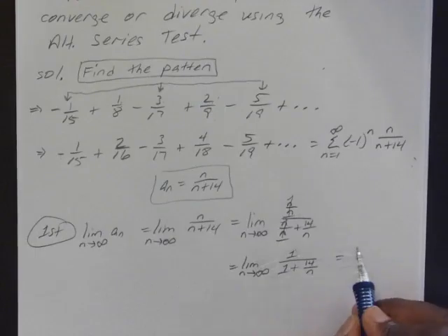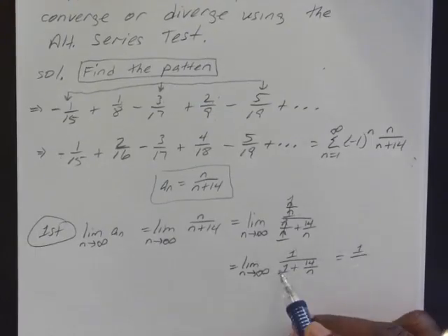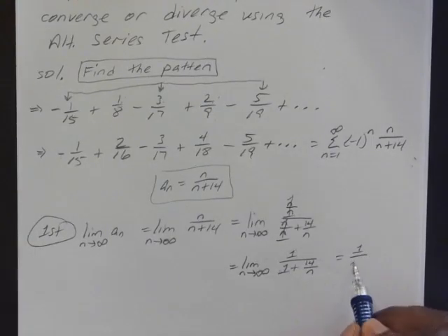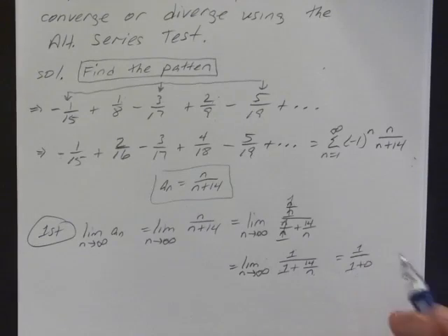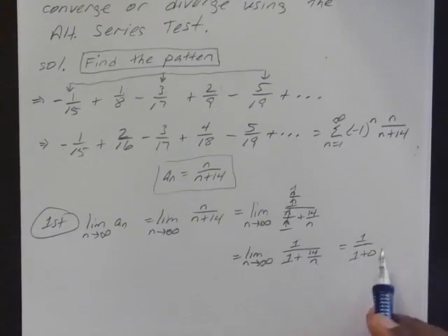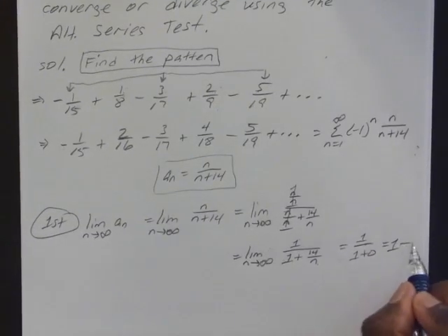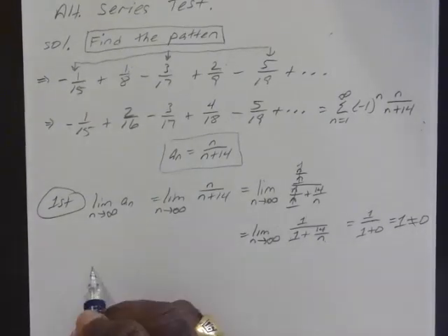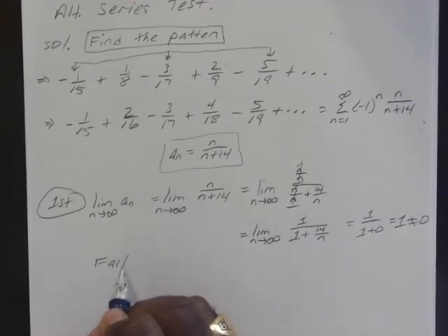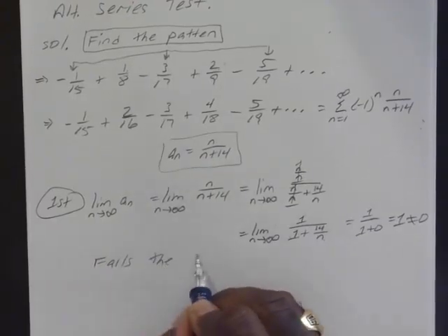Which is the limit of 1, which is 1, divided by the limit of 1, which is 1, plus the limit of a constant divided by n, which is just 0. So we know that that limit is 1, which does not equal 0. Okay, so we need that first limit to be 0, but since it isn't 0, it fails the first condition.